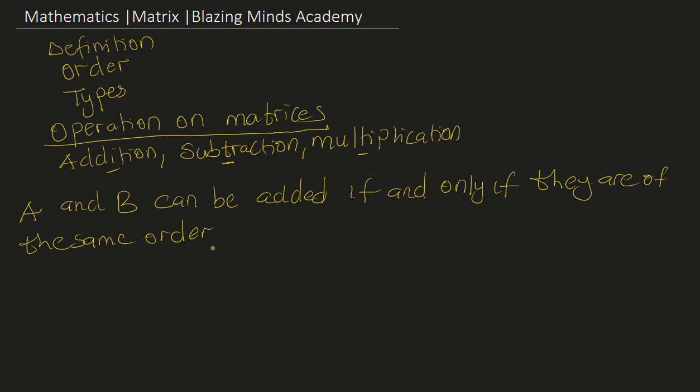If and only if they are of the same order, that means it is only a 2 by 3 matrix that can be added to a 2 by 3 matrix, and it is only a 3 by 2 matrix that can be added to a 3 by 2 matrix. Now, why is this so? Why is it that I cannot add any other matrix except the same order? Let me show you why.